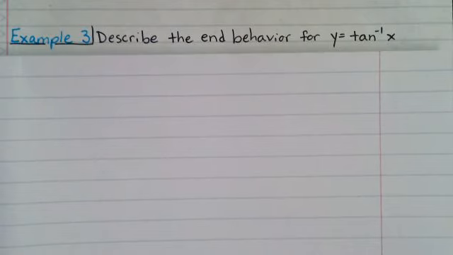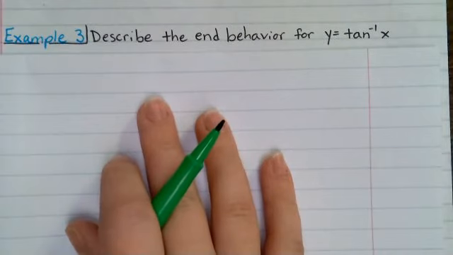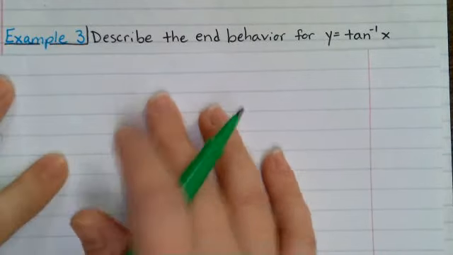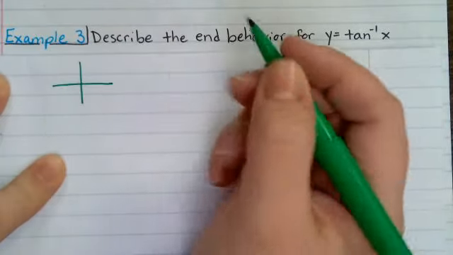And so on example 3, they said describe the end behavior. I debated even going through this example because we've done end behavior so many times. But I figured it doesn't hurt. It's quick. So they said we're going to describe the end behavior for tangent inverse of x. So what I need you guys to do is visualize what that graph even looks like. So let's kind of just sketch that really quick. It doesn't have to be fancy.